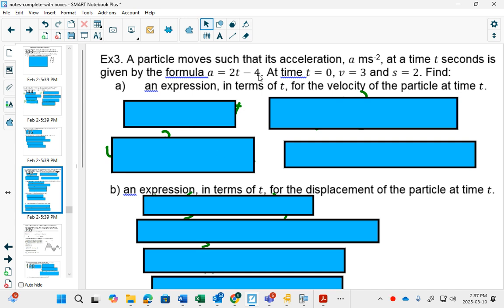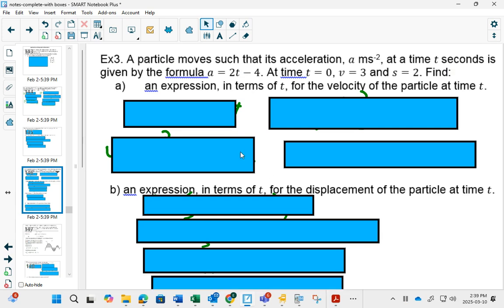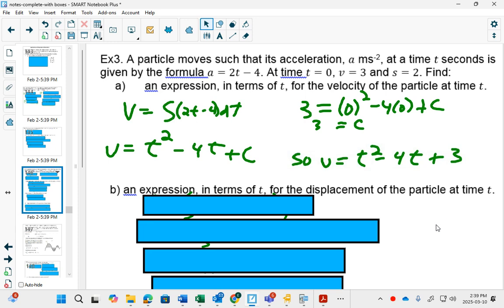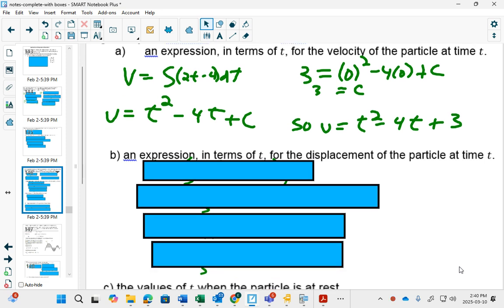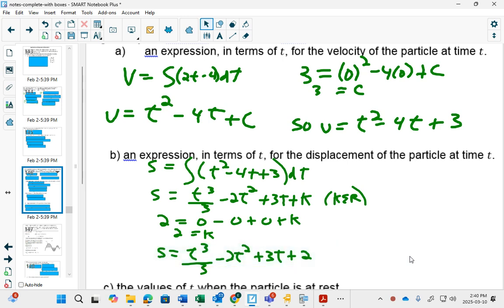So again, here we're given acceleration. Again, I'd like you to try this one on your own. I think you'll get it no problem. Did you get c was 3? And the displacement, you get the constant to be 2.